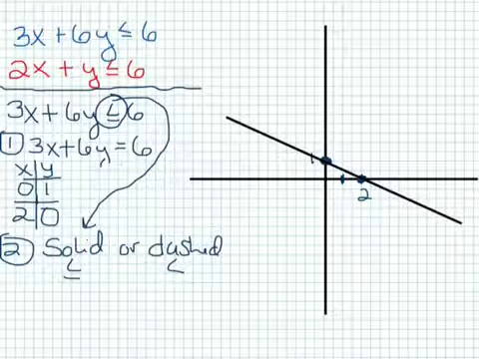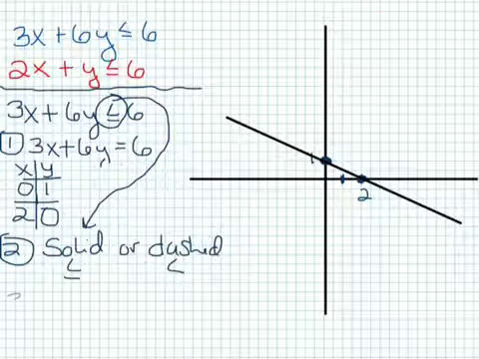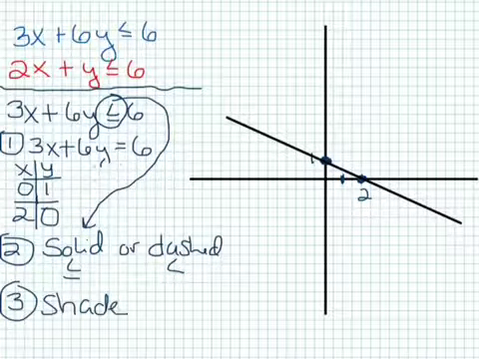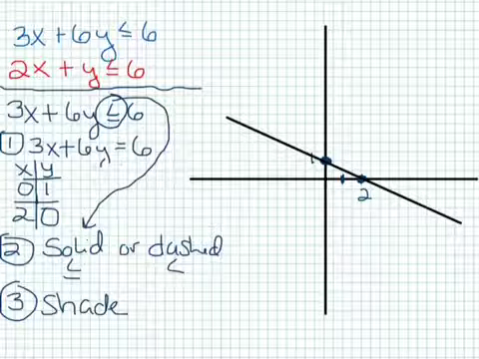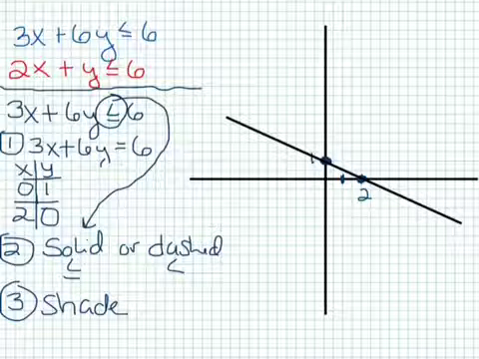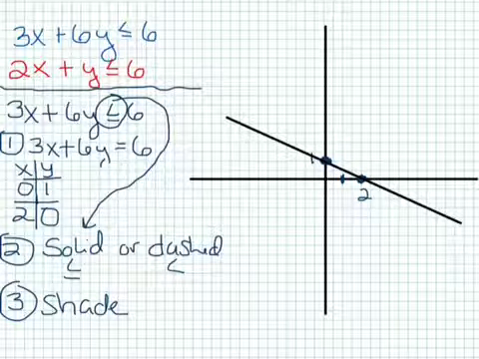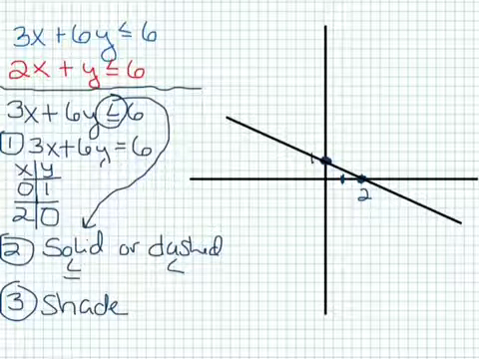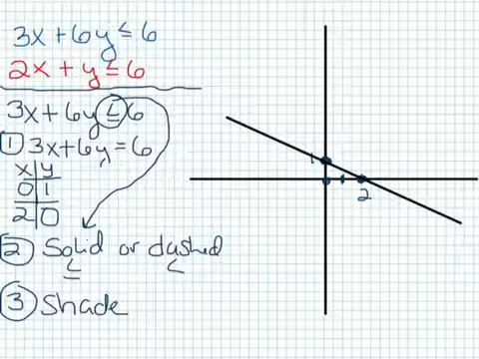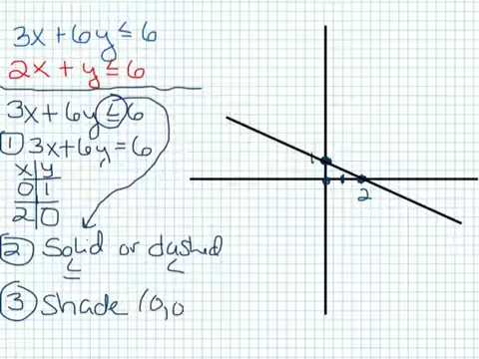Okay, the third thing, and one of the most important things, is we want to figure out where our shading is going to be. So to figure out where we're going to shade, we usually pick any ordered pair. That ordered pair just cannot be directly on our line, and we plug it in to see if we get something that is true or false. So I love the ordered pair 0, 0. It's really easy to plug in, and 0, 0 is happily off of our line. So let's pick 0, 0.